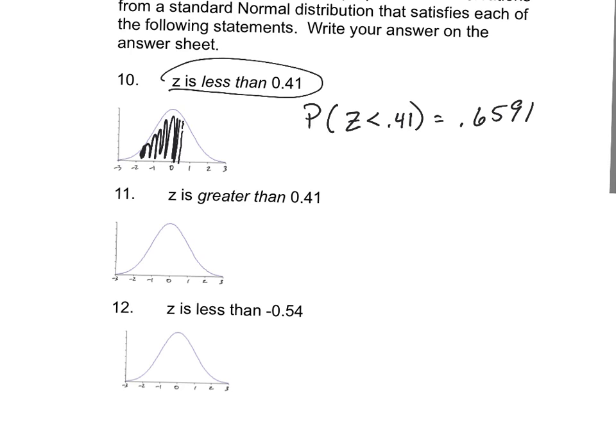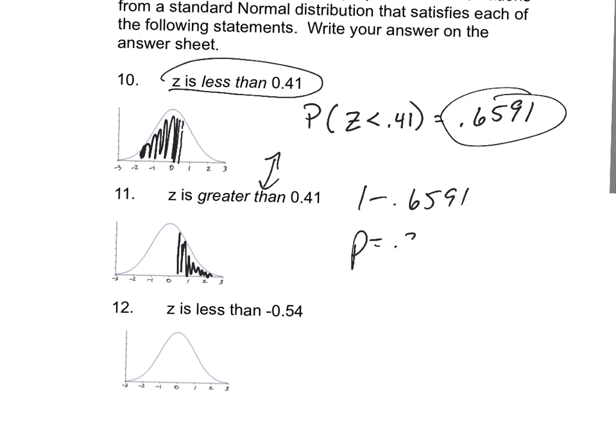Z is greater than 0.41, so basically we want to the right of that. And remember, these two are together, so if I take this area and I subtract from 1, I will get an area of 0.3409.